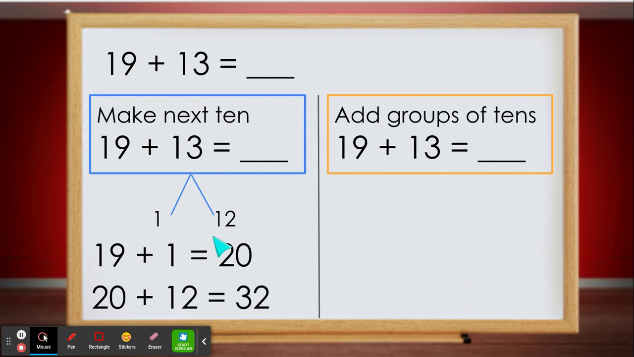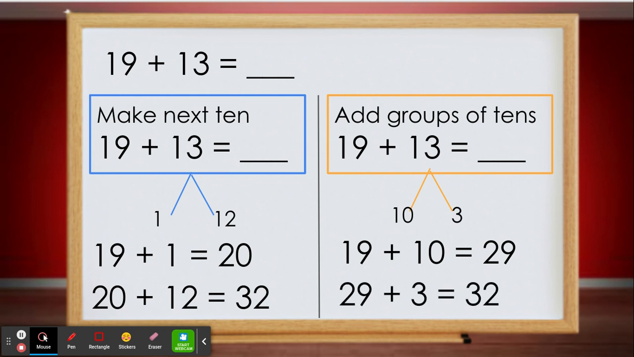Now for adding groups of 10, it's a little different. Instead of using the 1 to add it to the larger number, they will use the 10 when they break down that second number. 19 plus 10 is 29. And then that 3 that's left over, you're going to add it to the 29. And in this case, students will hop over 29, 30, 31, 32 to get to the sum.